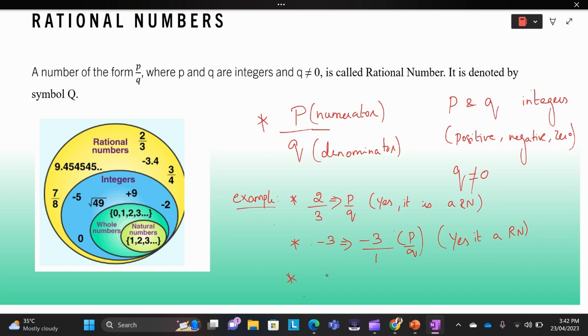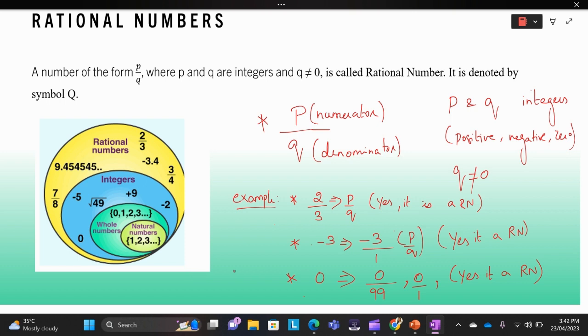Now consider 0. Is 0 a rational number? Think of it. Yes, it is. Because 0 can be expressed as 0 divided by any number in the denominator. For example, it can be 99, or the denominator can be 1. So, hence it is a rational number.